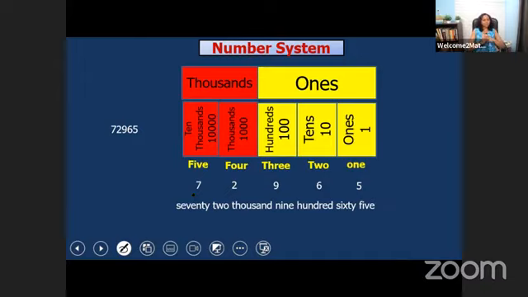So it's 72,965. If you have to write the place value of the digits, can you write? Start with the 2. 2 is at thousands place. So can you please write the place value of 2 in this number? 2 is at thousands place, so what is the place value of 2 in this number? That means the place value of 2 would be what? Can you write, please?